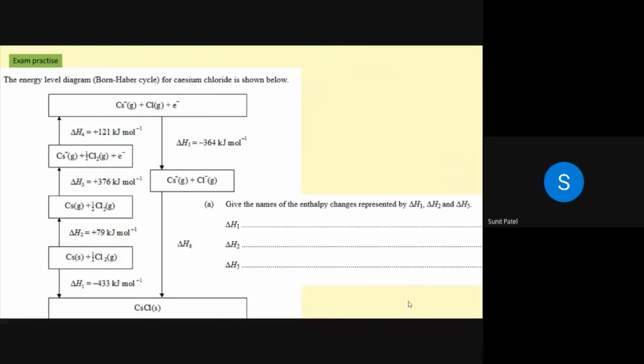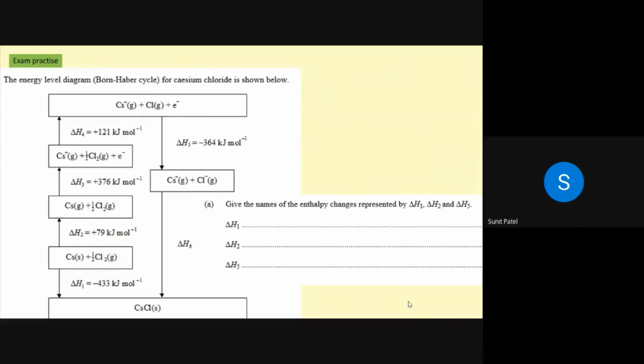So delta H1, let's have a look. Let's play that game again, spot the difference. What's the difference before that arrow and after that arrow? Well, before I've got elements in their standard states, and then I've got cesium chloride formed from its elements in their constituent states. So that, in fact, is right. If you said that's the enthalpy of formation, you would be correct, but you wouldn't get the marks. The correct answer is, this is the enthalpy of formation of cesium chloride. You must write that part in, otherwise you do not get the marks. Okay, so you've got to be very, very clear about this. A lot of questions will ask you to add that in as well.